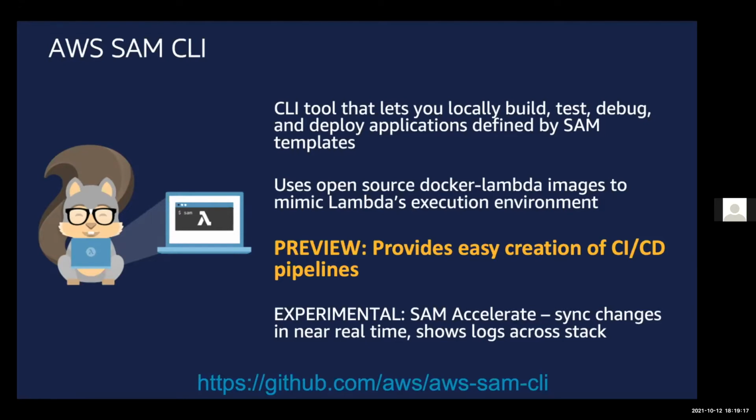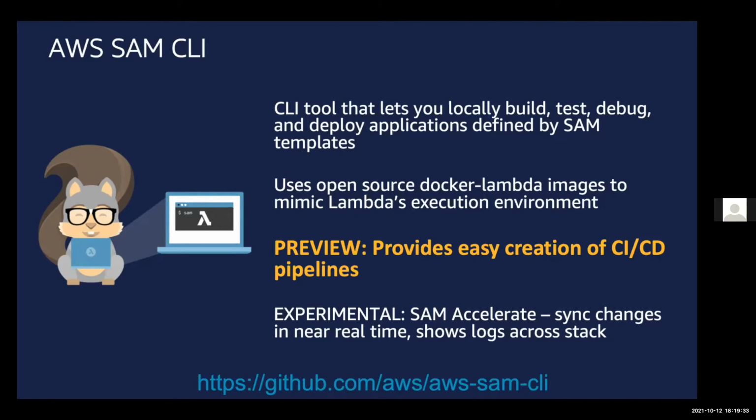All right, no worries. So the latest change, or a preview feature that came about with AWS SAM, was the ability to create CI/CD pipelines. We'll go through that today.